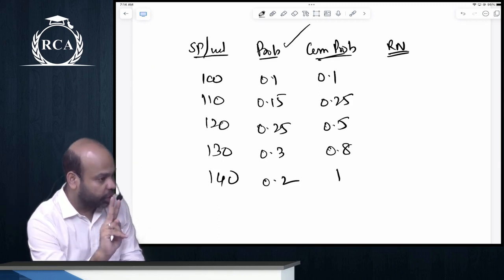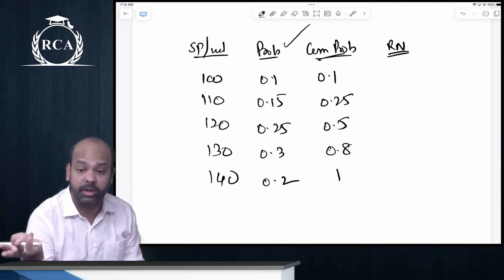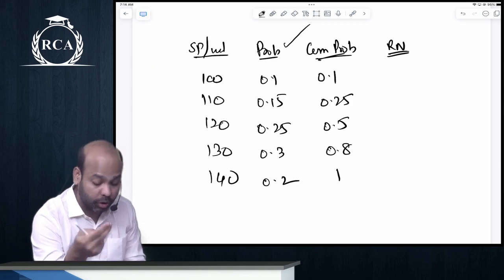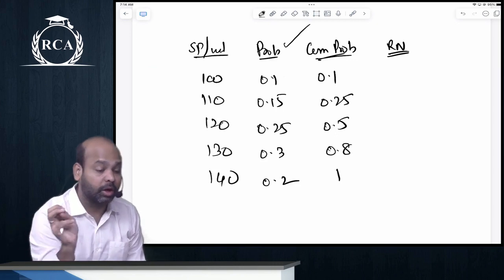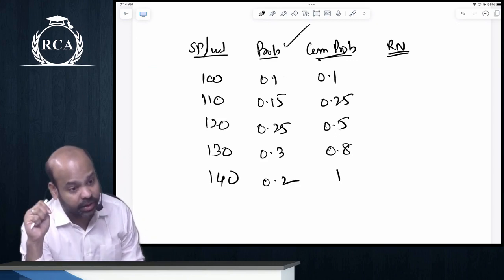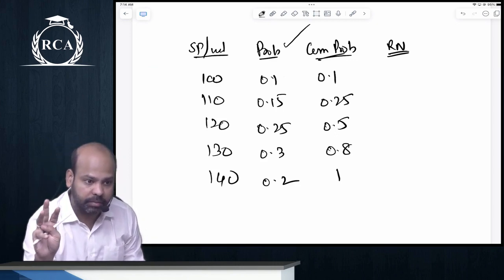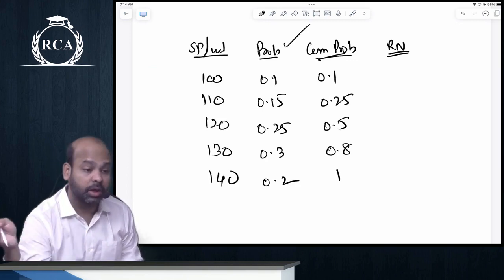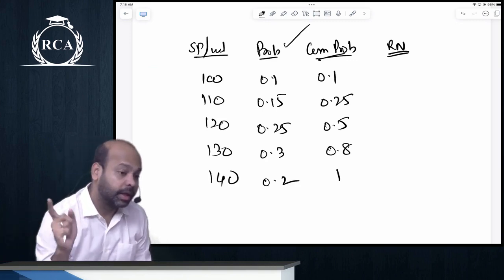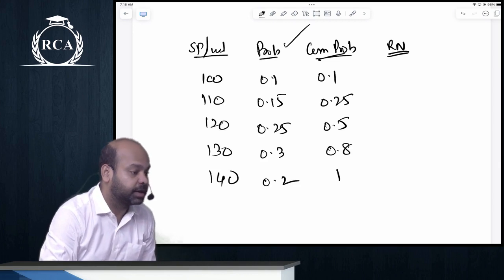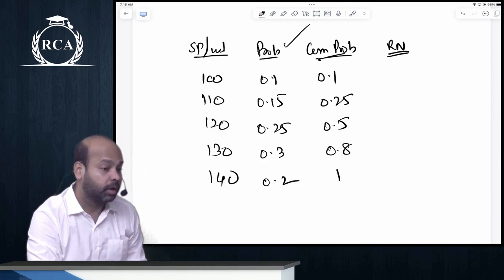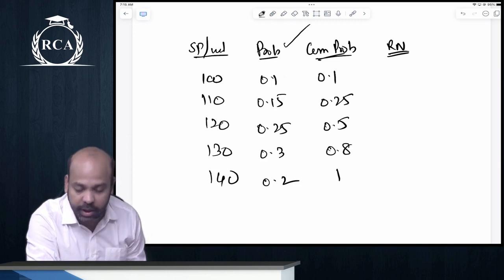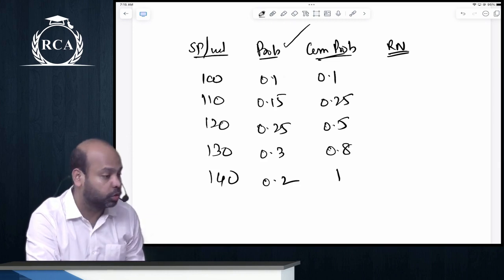Normally we assign 2-digit random numbers. In real life it can be 3-digit random numbers also, if probabilities are not, say, 0.1. What if the probability is 0.124? Then I cannot assign 2-digit random numbers. I will have to assign 3-digit random numbers because I will have to take care of the third decimal value also. In that case, you will have 1000 random numbers ranging from 000 to 999. But for us, you will only have 2-digit random numbers ranging from 00 to 99.